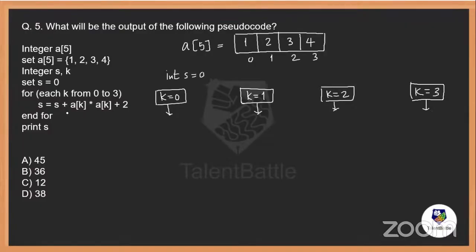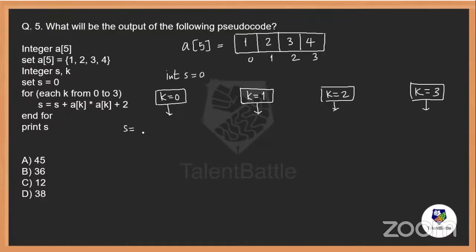Now, what we are doing here is current value of s plus a of k, and k is already given to us in the for loop, multiplied by again a of k plus 2. The final result updates the value of s. When you go to the next iteration, you have to consider the updated value of s. And once the iterations are done, the final value of s is your answer that we have to print. So let's start the calculation of s when the k value is 0.